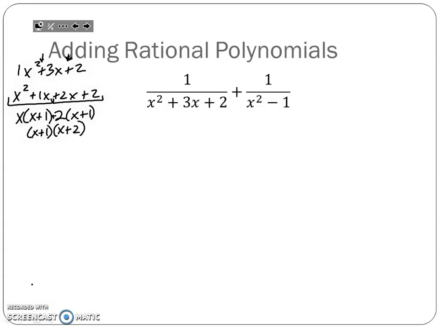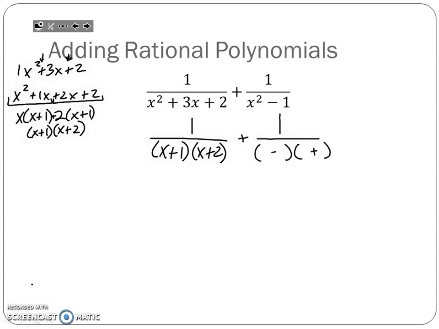So my first one becomes 1 over x plus 1 times x plus 2, plus 1 over x squared minus 1. Now, x squared minus 1 is one we should recognize: oh, hey, that's a difference of squares. So I'm going to have one a plus, one a minus. The first part of this is x, and then the square root of 1 would just give me a 1.